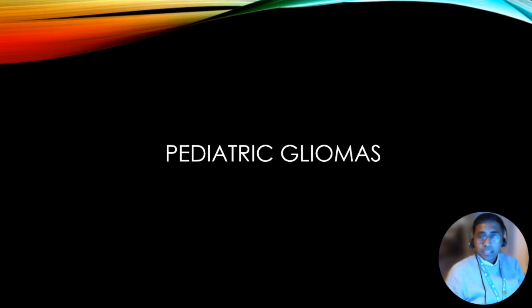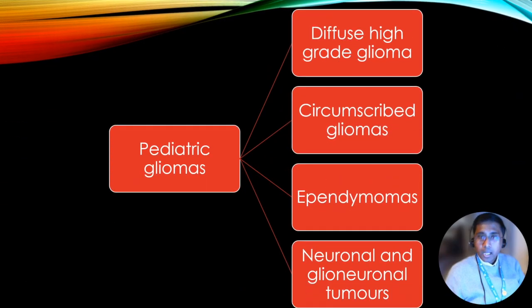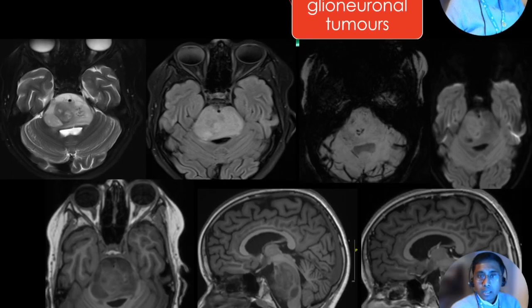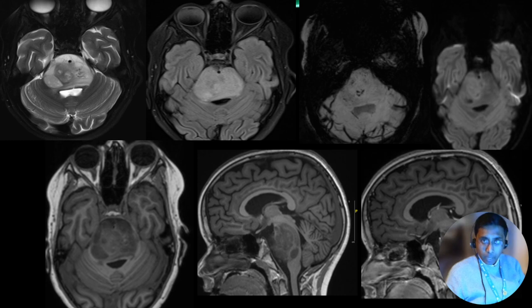Let's move on to the next subgroup of pediatric tumors. So we have pediatric gliomas. Among them, we have a diffuse high-grade glioma. We can have a circumscribed glioma. We can have ependymomas, and finally, you have the broad group of neuronal glioneuronal tumors. Let's have a look at them one by one.